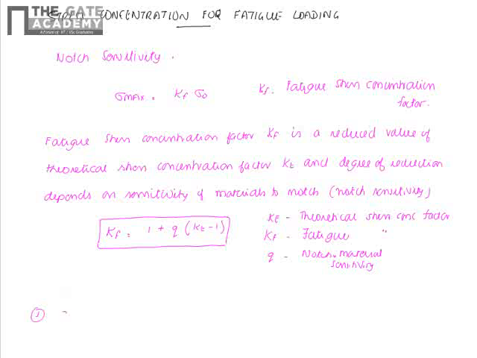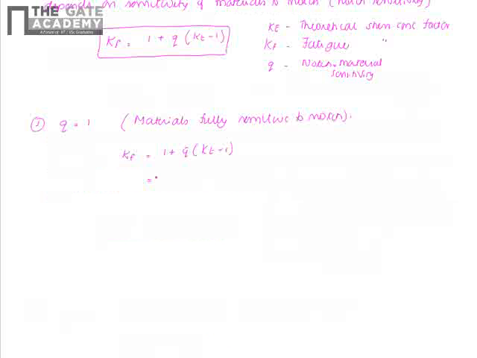So, two cases we can consider where Q is equal to 1, that is materials that are fully sensitive to notch. In such kind of material, the fatigue stress concentration factor will be given as 1 plus Q into Kt minus 1. This will be equal to, where Q is equal to 1, so this becomes equal to Kt. For materials which are fully sensitive to notch, the fatigue stress concentration factor becomes equal to theoretical stress concentration factor.